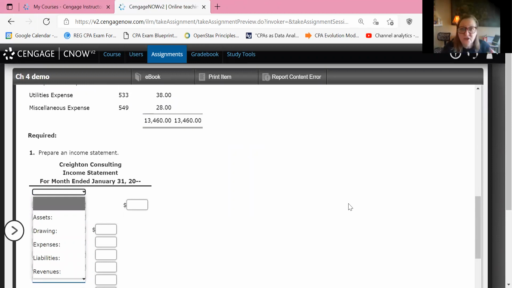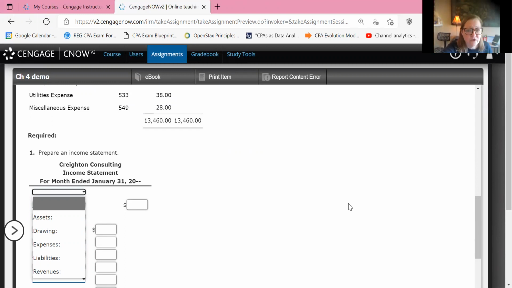And you always start with an income statement because you're going to need the bottom line net income to flow into the owner's equity statement. And then you do the owner's equity statement because you need to know what the ending capital account is to flow into your balance sheet. Okay, so that order is very important. Income statement, owner's equity, and then balance sheet.